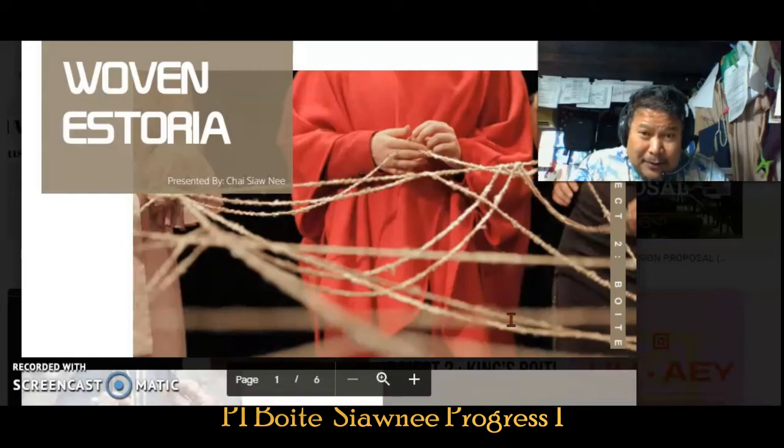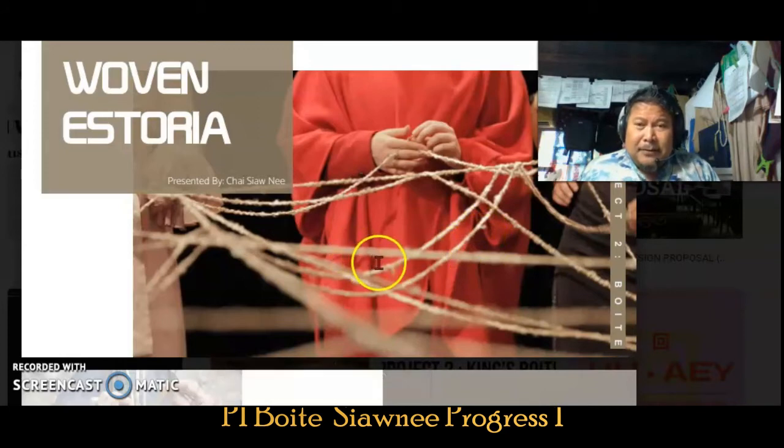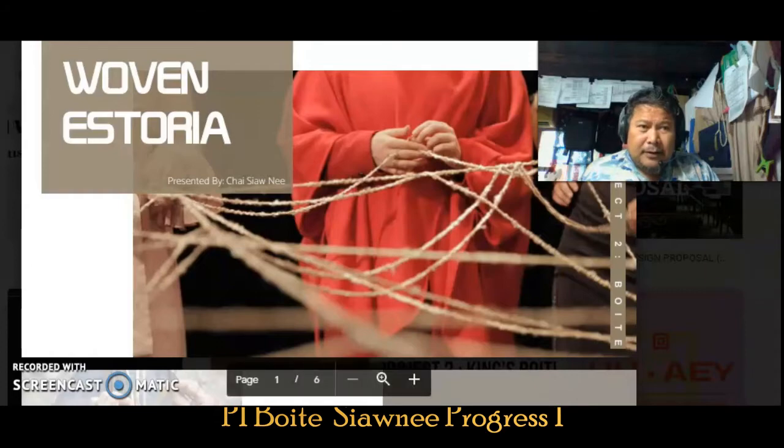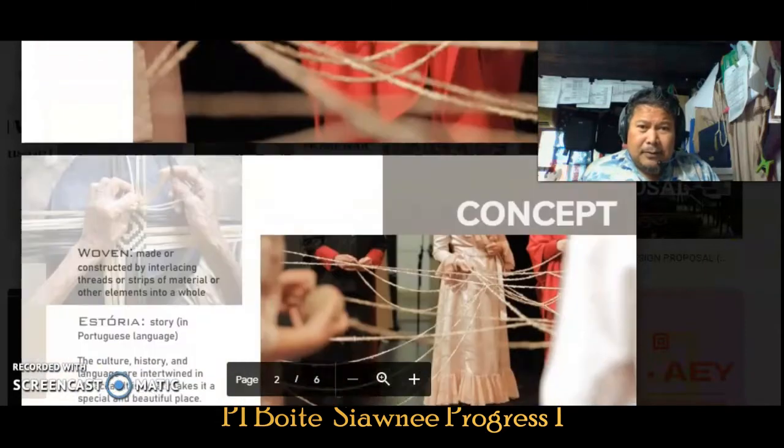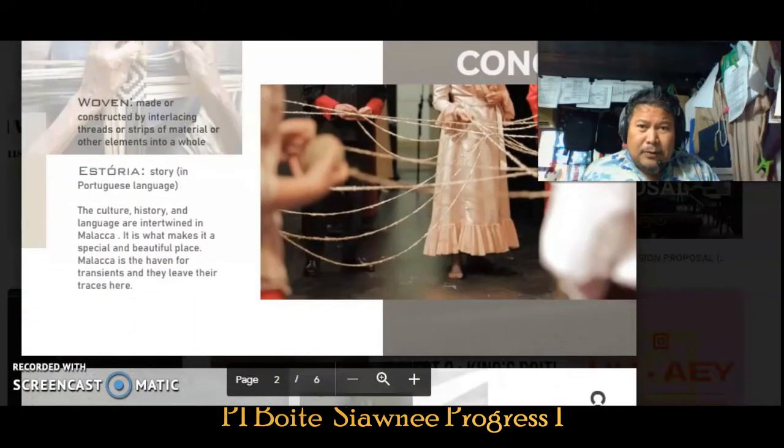Now, I would like to review the progress of Chia Xiaoni on Project 2, the restaurant, the Melaka restaurant. Xiaoni has come up with the woven Astoria. Okay, that's okay. Let's move on to the concepts.